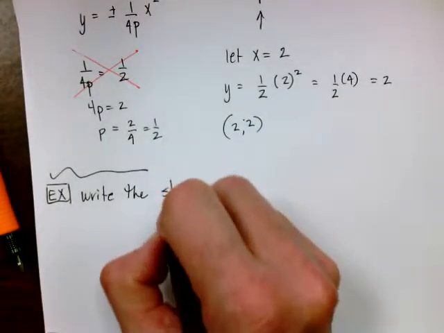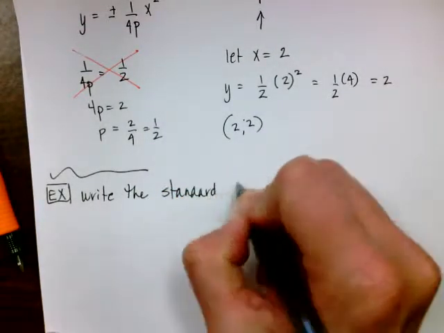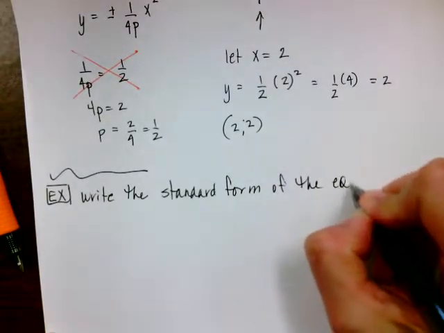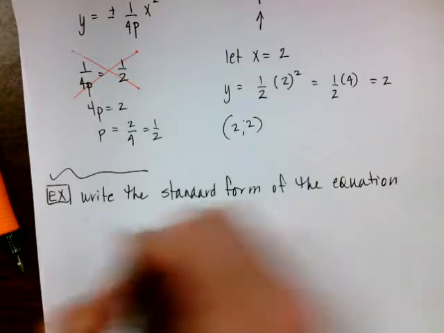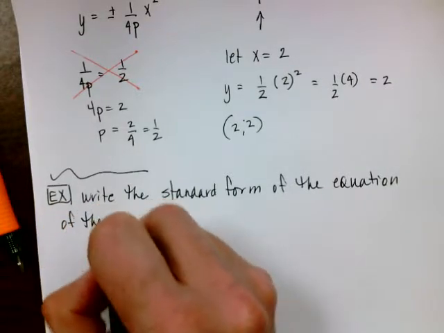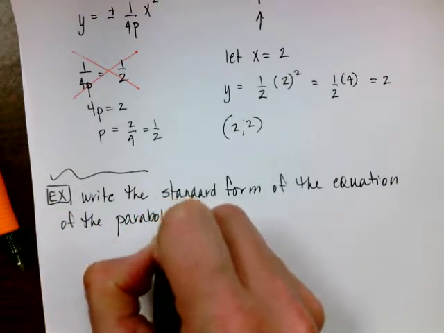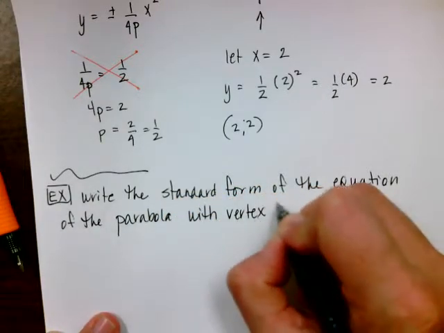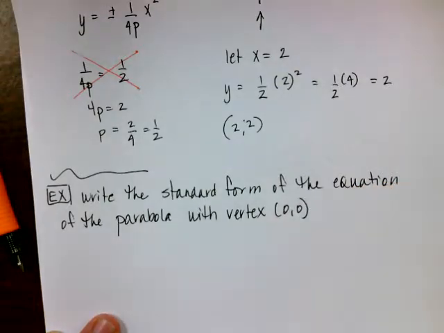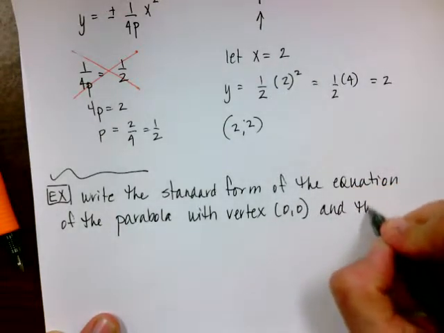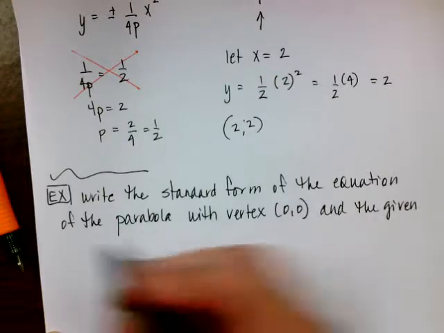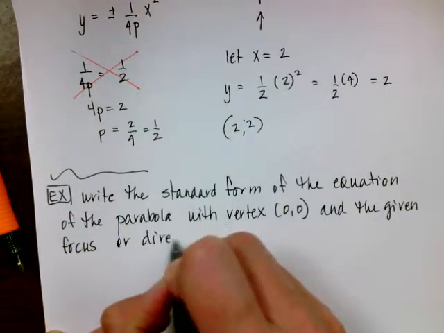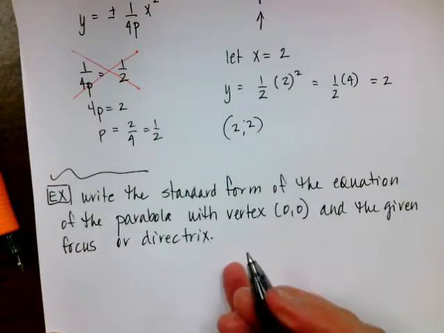Write the standard form of the equation of the parabola with a vertex at 0, 0, and then the given focus or directrix. So I'm actually going to do two problems with the same basic directions.